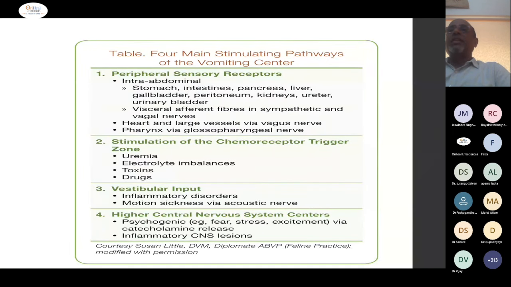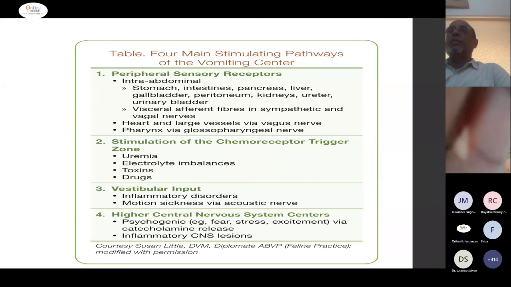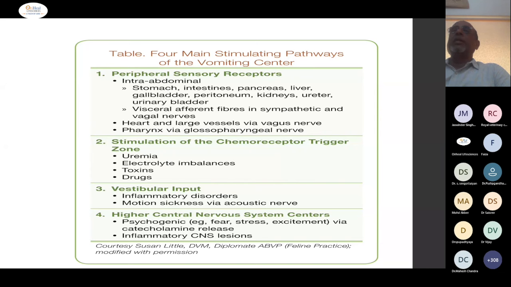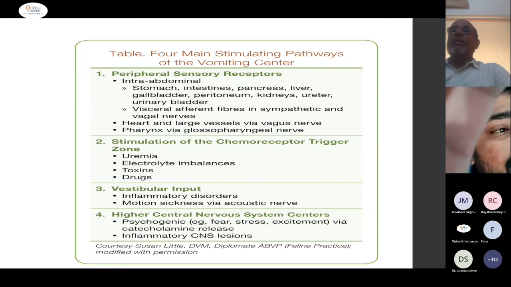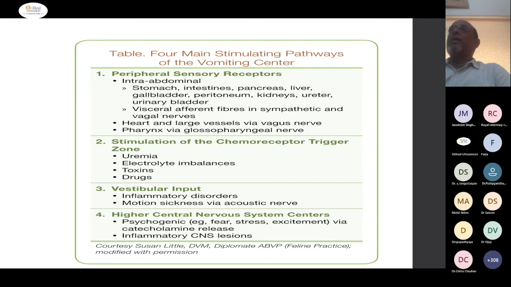The peripheral sensory receptors are intra-abdominal: stomach, intestines, pancreas, liver, gallbladder, peritoneum, kidneys, ureter, urinary bladder. Anywhere there is stimulation, it can cause vomiting. Heart and large vessels via the vagal nerve can cause vomiting. The pharynx via the glossopharyngeal nerve can bring about vomiting. Stimulation of the chemoreceptor trigger zone by uremia, electrolyte imbalances, toxins, and drugs can bring about vomiting. Vestibular inflammatory disorders or motion sickness can bring about vomiting. Higher central nervous system causes like psychogenic factors, inflammation, CNS lesions, and trauma can all bring about vomiting.